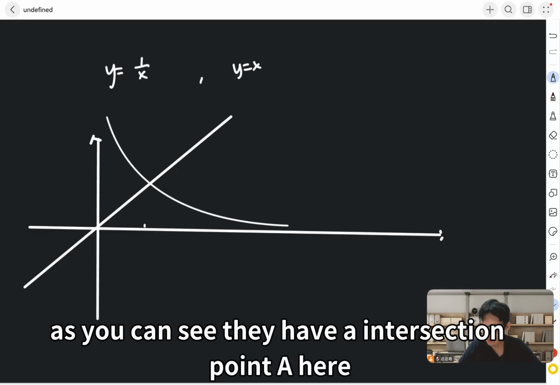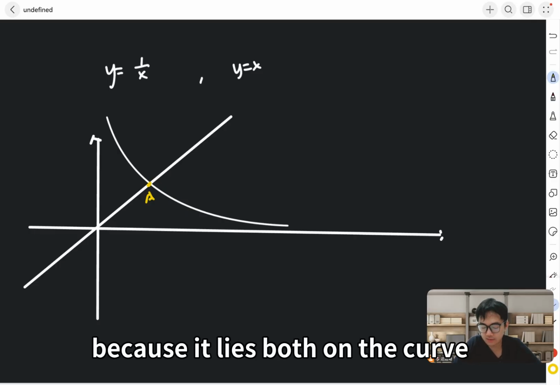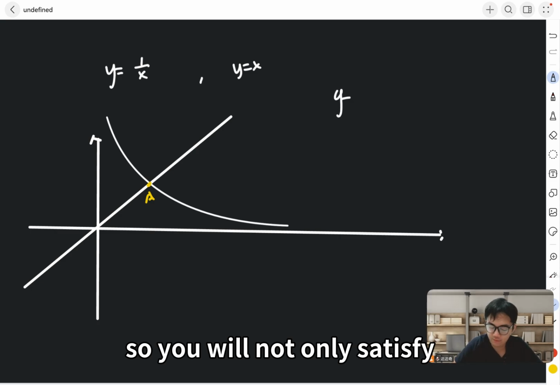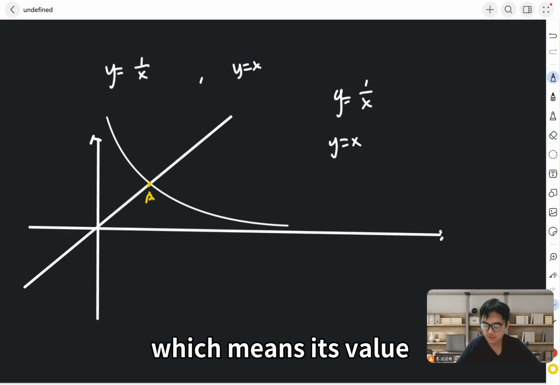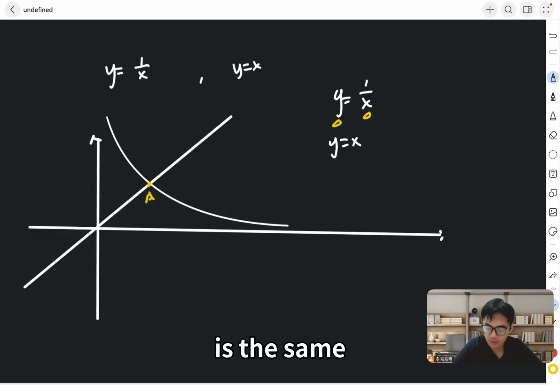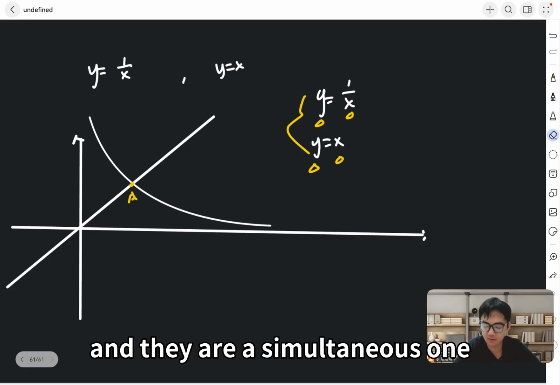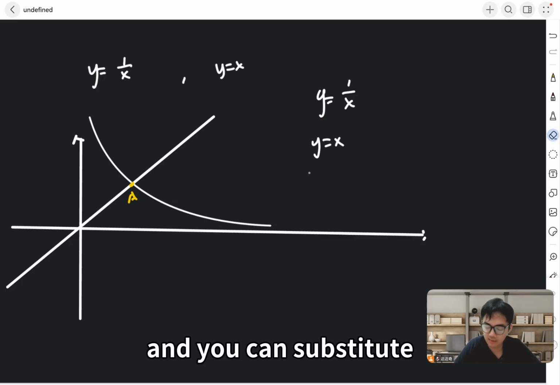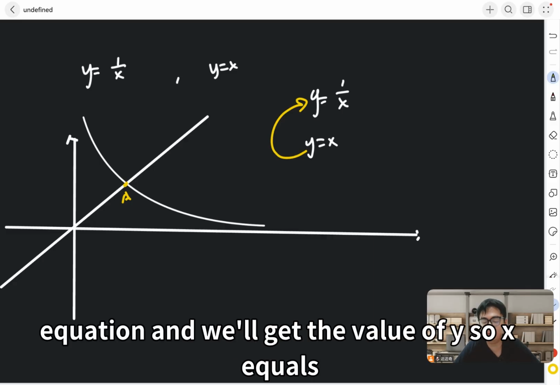As you can see, they have an intersection point A here. So what conditions does A have to satisfy? Because it lies on both curves, it will satisfy not only the reciprocal equation, but also the straight line equation, which means its value is the same in both equations, and they are simultaneous. You can substitute y back into the first equation to get the value.